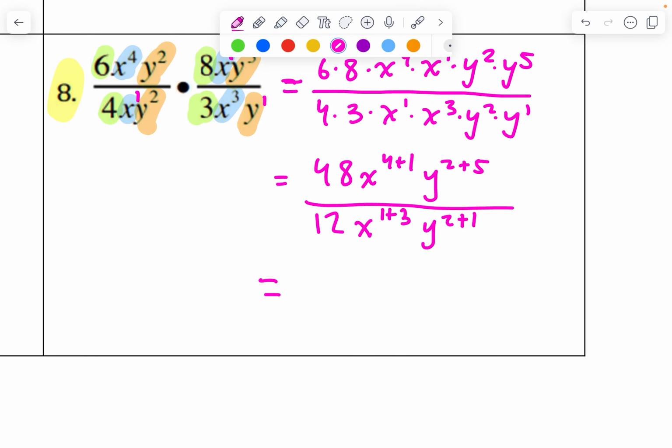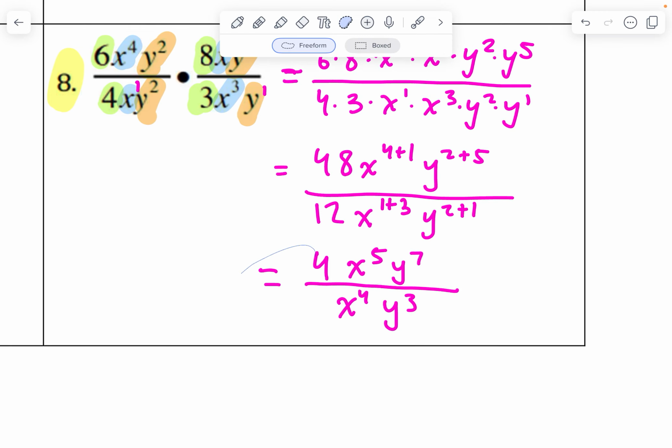And then I simplify everything. 48 divided by 12, well, you can divide both those numbers by 12 and you would get 4, or 4 over 1. So that means that this simplifies to 4 on top. And you could put the 1 on the bottom, but again, 1's kind of a placeholder number, so I'm not really going to worry myself with having it there. X to the 4 plus 1 is x to the 5th. Y to the 2 plus 5 is y to the 7th. X to the 1 plus 3 is x to the 4th. And y to the 2 plus 1 is y to the 3rd.